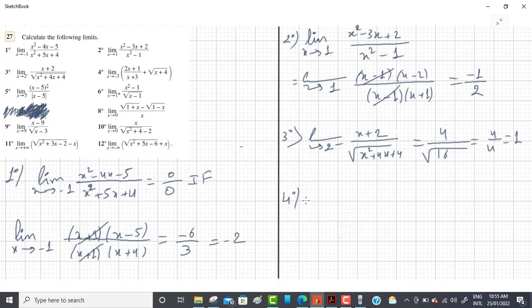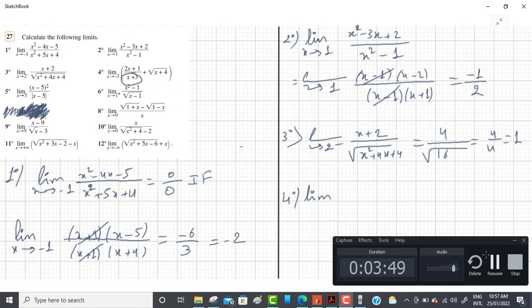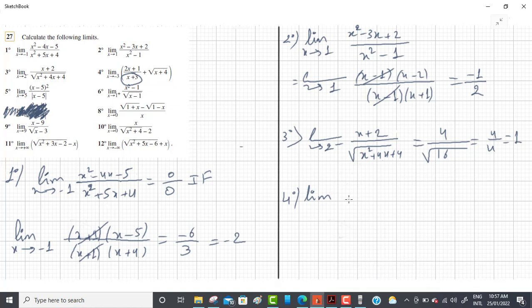Part 4. Limit as x tends to minus 3. Here in this case, you should know if he is asking about minus 3 minus or minus 3 plus, because minus 3 is a root of the denominator, and you should know if it's a 0 plus or a 0 minus in the denominator. So in this case, the limit of (2x plus 1) over (x plus 3) plus radical of (x plus 4) as x tends to minus 3. So we should calculate at minus 3 minus and at minus 3 plus.